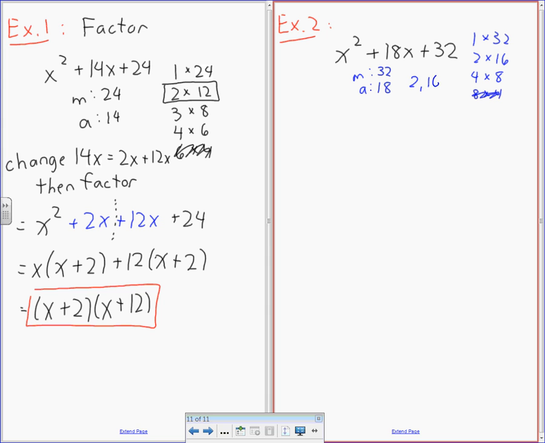Great. Liam, what did you do next, please? 18. Good. So I'll do this in a different color, maybe to help. If you take a look there, the x squared stays the same, and the 32 stays the same, but the 18 changed to 2x plus 16x. I could have done the other way, 16x plus 2x, but for me, 16 and 32 go together quite nicely, better than 2 and 32. So you could have done the other way.